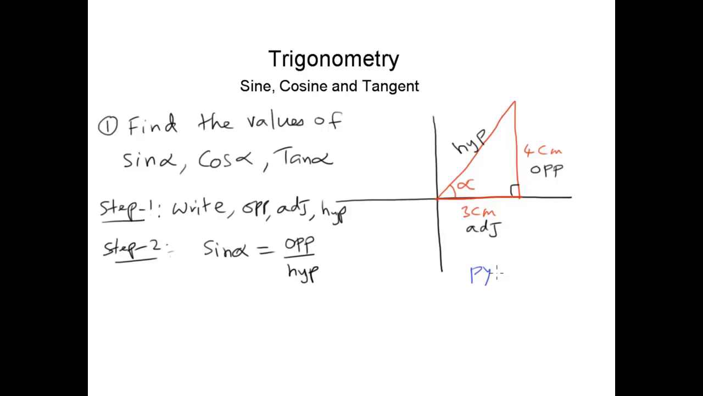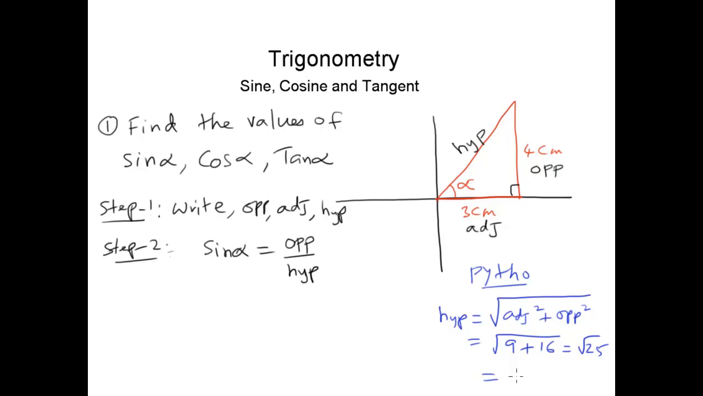So Pythagoras theorem says that your hypotenuse is square root over your adjacent square plus opposite side square, right? What is your adjacent square? 3 square is 9, plus what is your opposite square? 4 square, 16. Square root of that, how much is it? Square root over 25. So your hypotenuse is 5 centimeters, right?